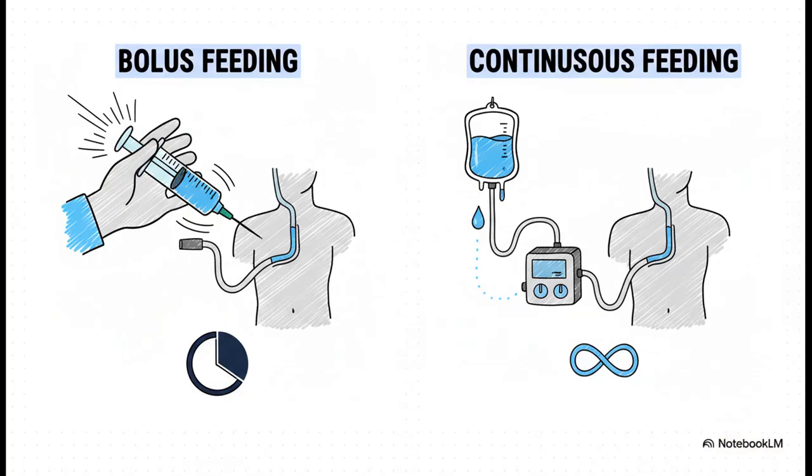Now, when it comes to feeding, there are basically two main ways to do it. You've got bolus feeding, which is kind of like a regular meal. You give a larger amount with a syringe over about 10 or 15 minutes. Then there's continuous feeding, which is a slow, steady drip that runs for hours on a pump. You see this a lot more in the ICU for patients who can't tolerate the bigger volumes.